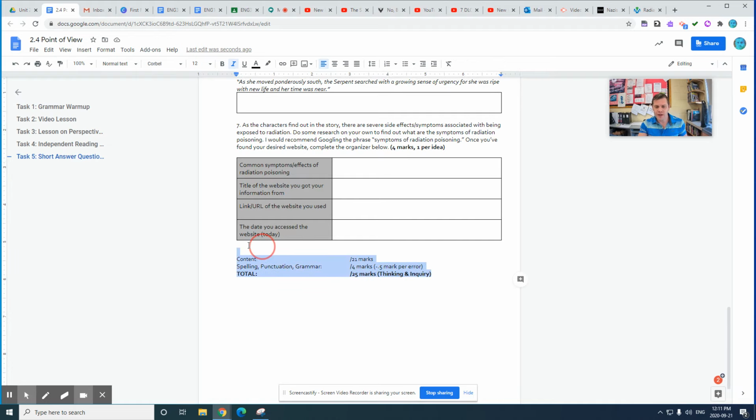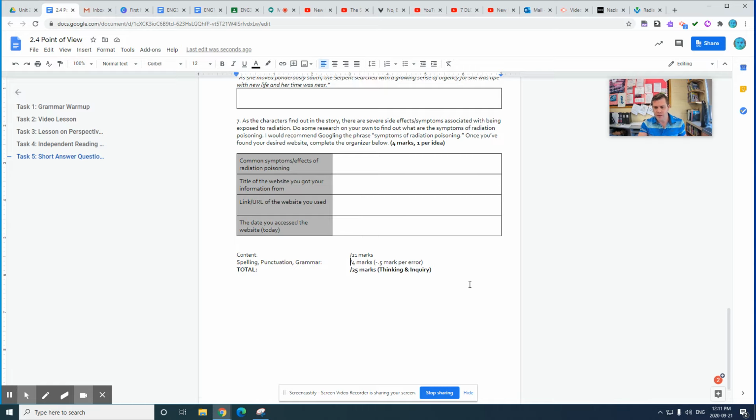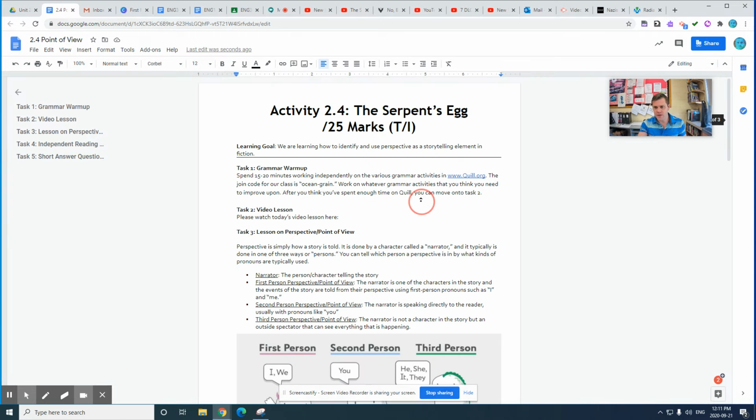All right, so here's today's marking scheme. There's 25 marks in total. 21 marks for the questions, another 4 marks for spelling, grammar, and punctuation. And if you have any questions, I'm available every afternoon on Google Meet.